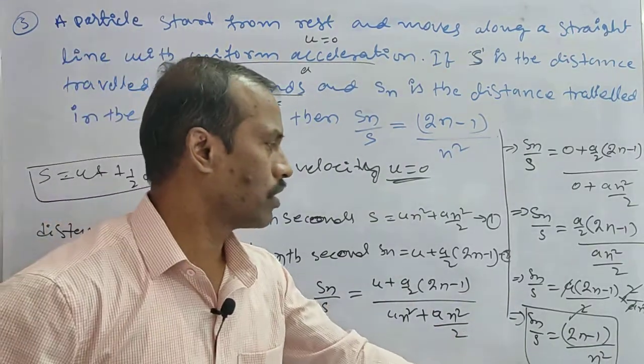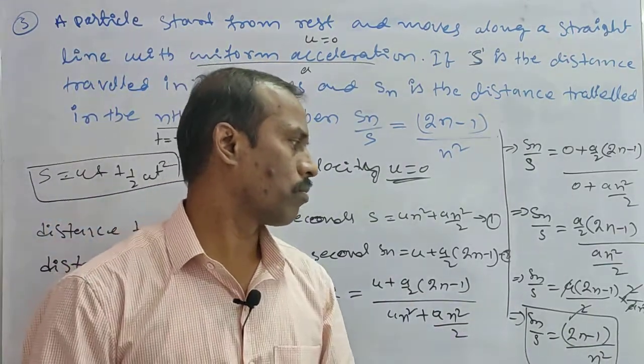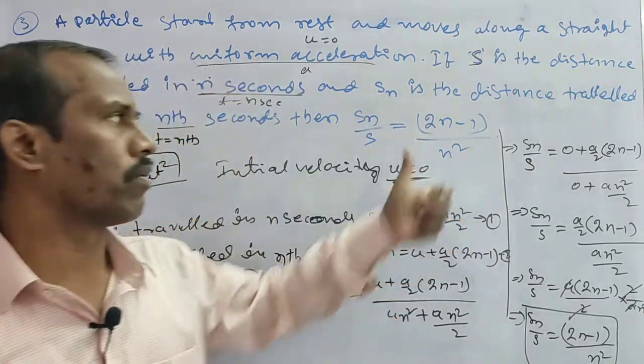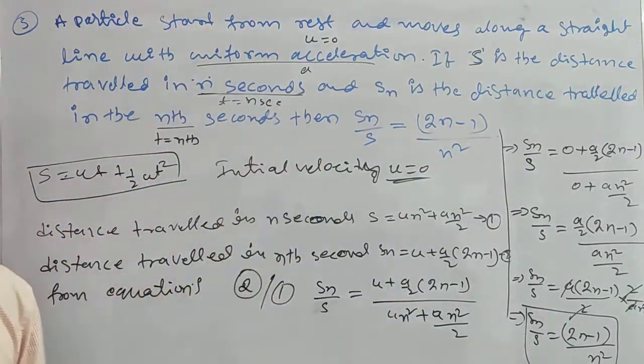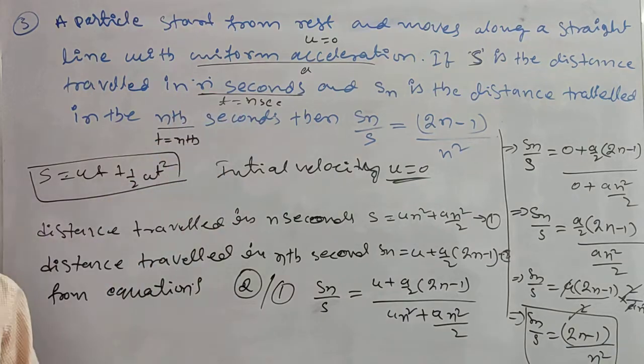Sn by s is equal to 2n minus 1 by n square. This is the given problem. It can appear as a multiple choice question. Note this one first of all. Next problem.